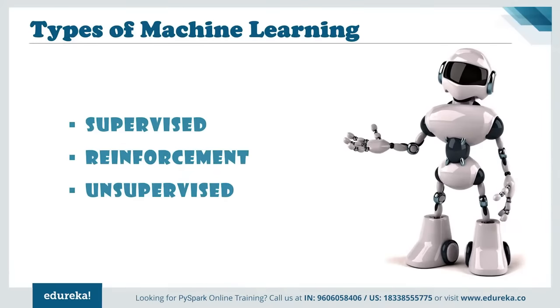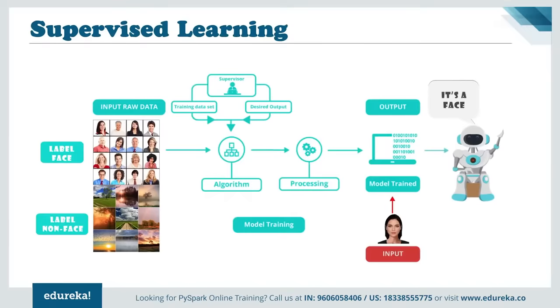Now, there are three major categories of machine learning, as I mentioned earlier, which are supervised, reinforcement, and unsupervised learning. So let's understand these terms in detail, starting from supervised learning. Now, supervised learning algorithms are trained using labeled examples, such as input where the desired output is known. The learning algorithm receives a set of inputs along with the corresponding correct outputs, and the algorithm learns by comparing its actual output with the correct output to find errors.